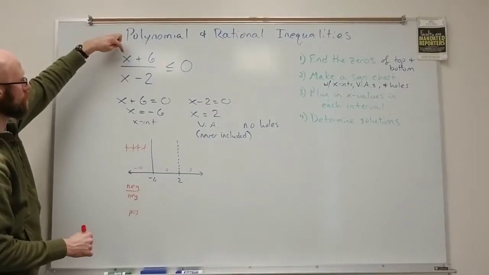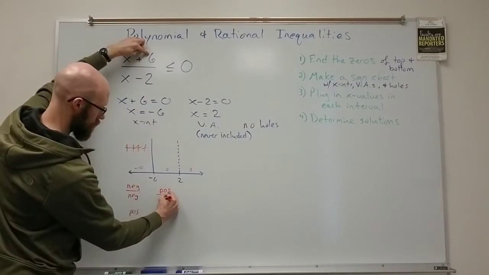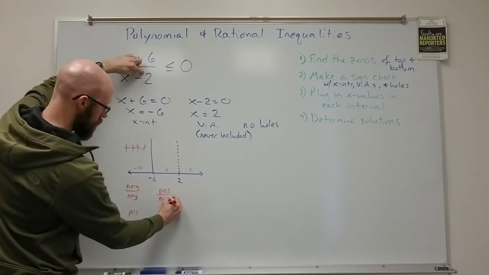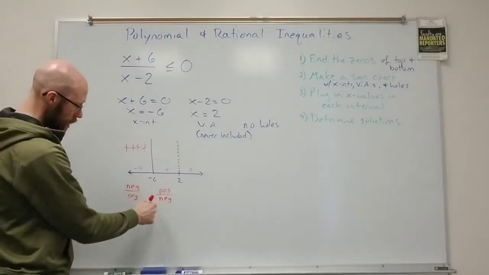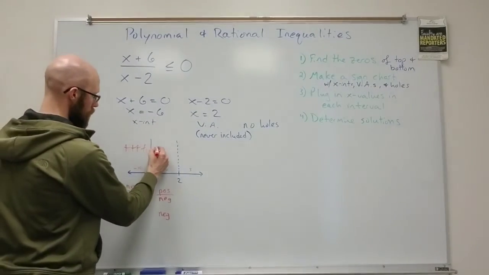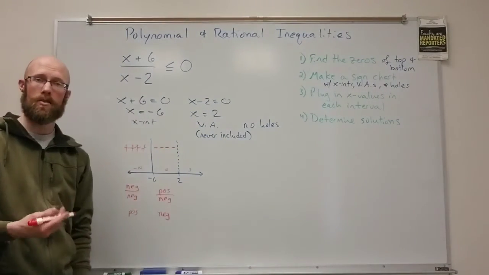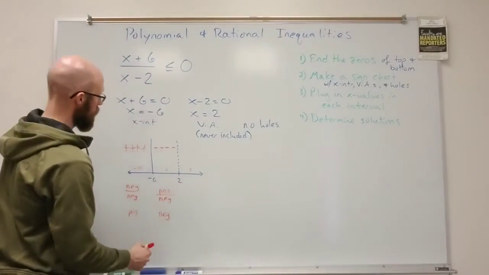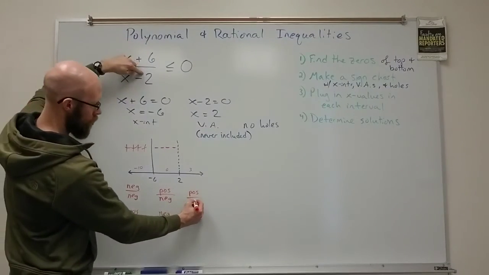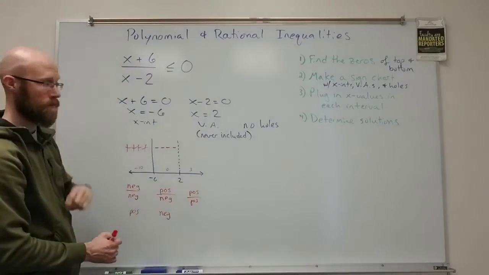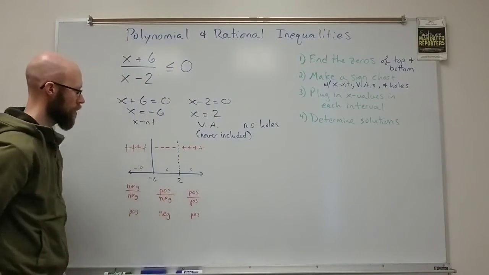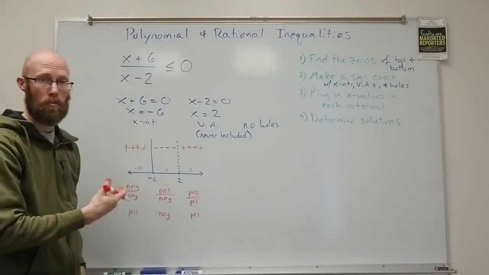If I plug in 0, 0 plus 6, that's a positive number. The 6 is greater. And 0 minus 2, well, that's going to be negative because the 2 is greater, okay? When I divide those out, the ratio of a positive over a negative is negative. And that means every output in that interval is going to be negative. Let's go over to 3. Plug in a 3. 3 plus 6, well, that's positive 9. 3 minus 2, well, that's also positive, right? The 3 is bigger. And a positive over a positive is positive. So I have all positive values on the right as outputs.